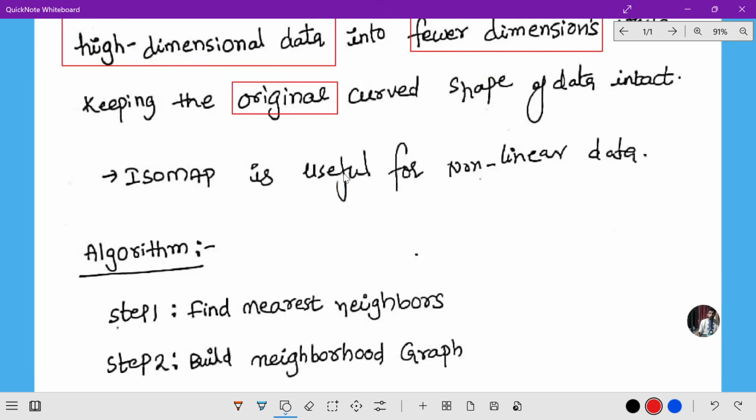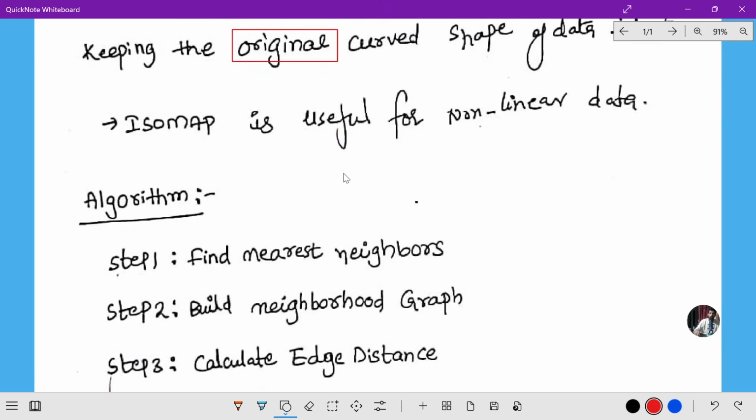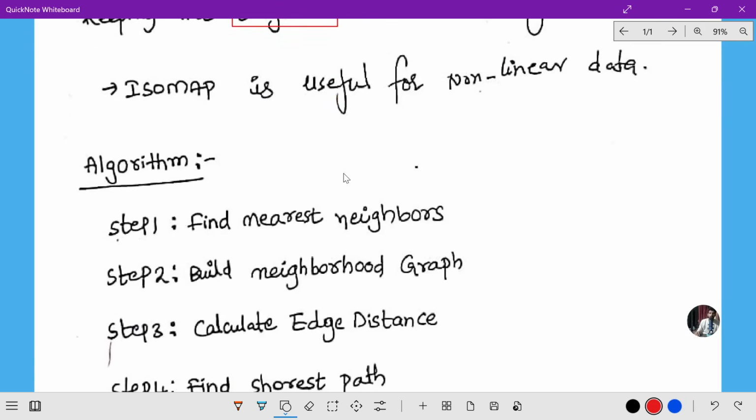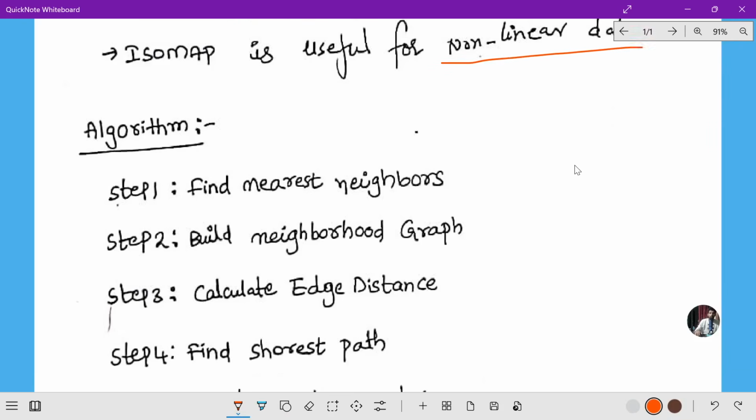What is the use of this Isomap? Isomap is useful for non-linear data. Remember, all of you, we'll use this Isomap on non-linear data. So we'll see the algorithm now.